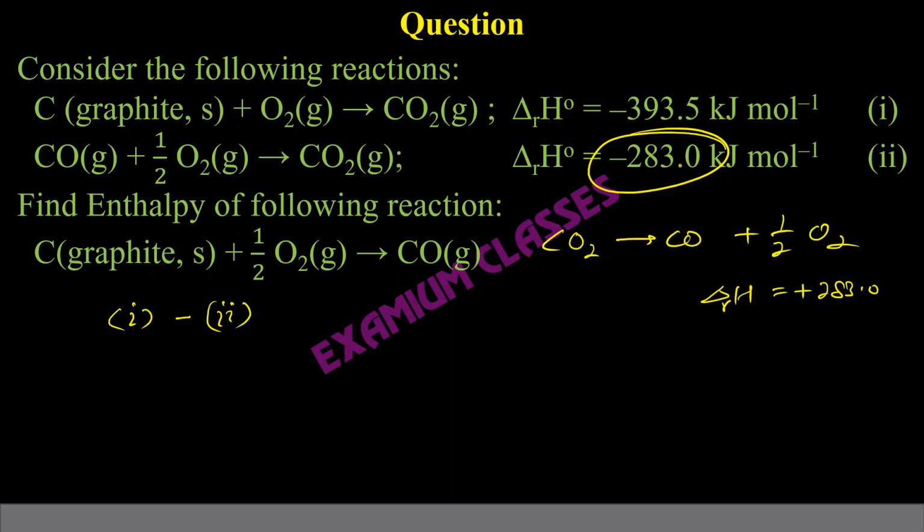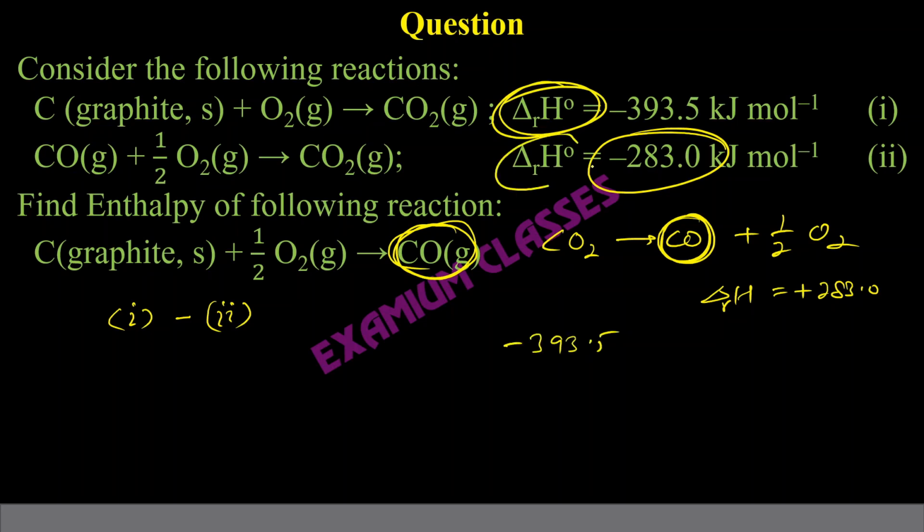So either I say I am adding this one. If you use this reaction, you need carbon monoxide on the right hand side. Carbon monoxide is on the right hand side, so it means you need to add this one. So in this case, if you add this one, that is minus 393.5, and add this one, not this one, because you are now using this reverse reaction, it will be plus 283.0.